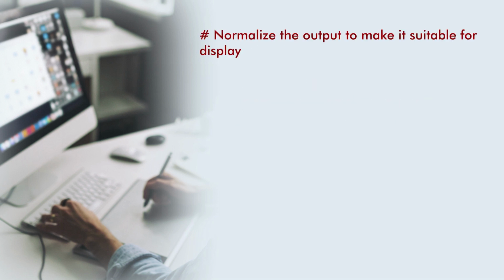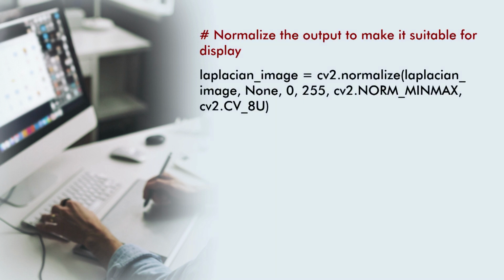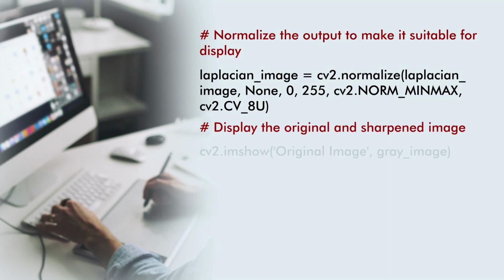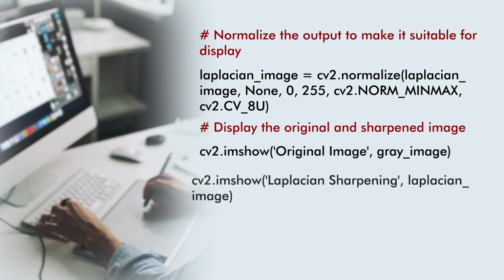After that, we have to normalize the output to make it suitable for display, the Laplacian image. We need to normalize that image with sufficient values. Here we are using None, 0 and 255 with that particular image. Then we display the original and sharpened images by using imshow. The imshow calls define which one is the original image, which is the grayscale image, which is the Laplacian filtered image, and the overall complete picture.